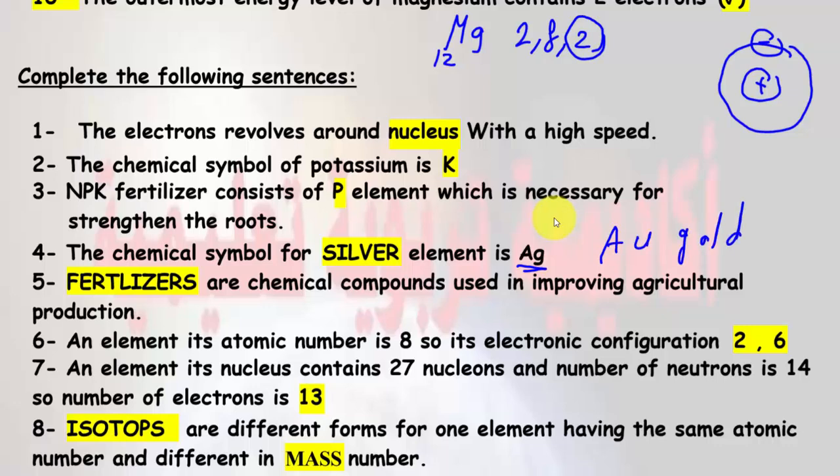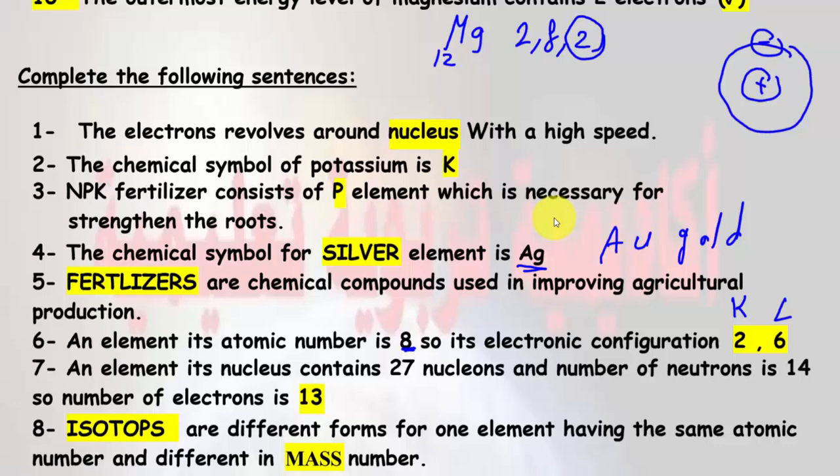Move to number 5. Fertilizers are chemical compounds used to improve agricultural production. We call them fertilizers; they help the plant to grow. An element whose atomic number is 8, so its electronic configuration, yes, 2, 6: 2 in K and 6 in L.